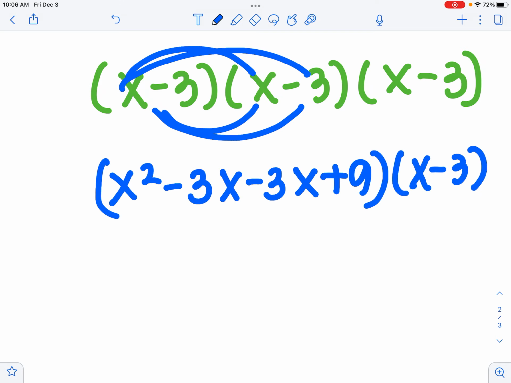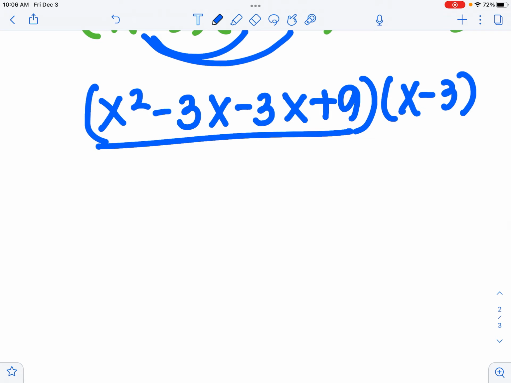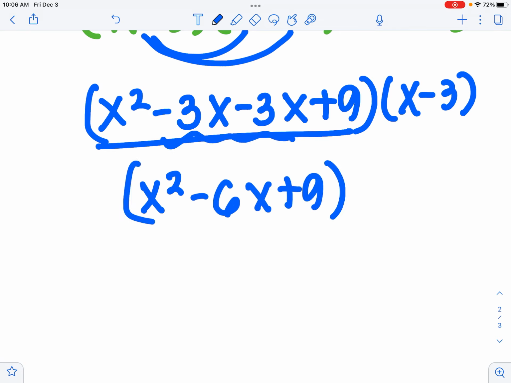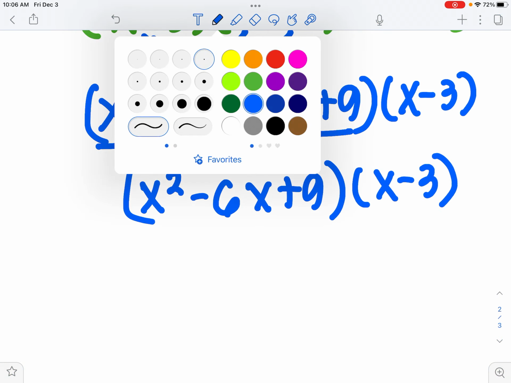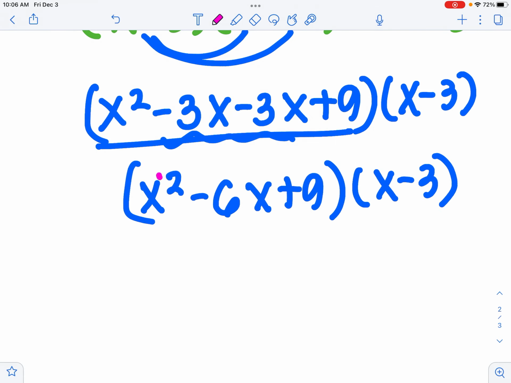This is going to be times x minus 3. I want to clean this up first before I start multiplying. Otherwise, I'm going to do more work than I have to. X squared minus 6x plus 9, because I combined these like terms, times x minus 3. All right, almost done here. We just have to distribute and combine like terms.